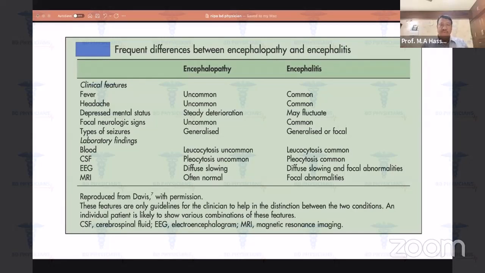In both cases there may be deterioration of consciousness, but in encephalopathy it deteriorates gradually, whereas in encephalitis it is sudden in onset and the deterioration may fluctuate. Focal neurological signs are usually common in encephalitis, and not common in encephalopathy. In both cases there may be convulsion. So blood examination, CSF examination, MRI, and history will help us differentiate between encephalitis and encephalopathy. Usually in encephalopathy the MRI is almost normal, but there are some focal abnormal findings in encephalitis.